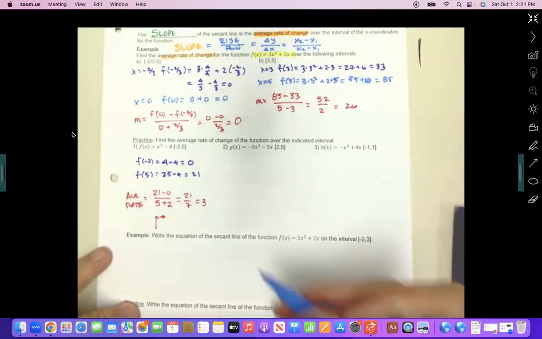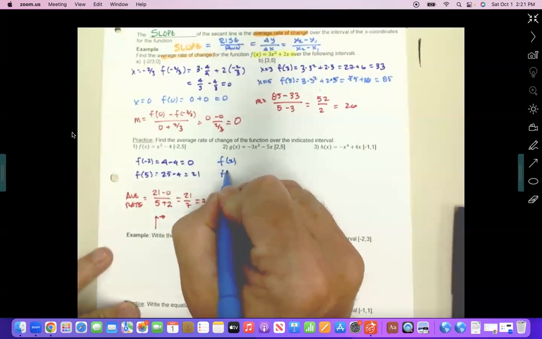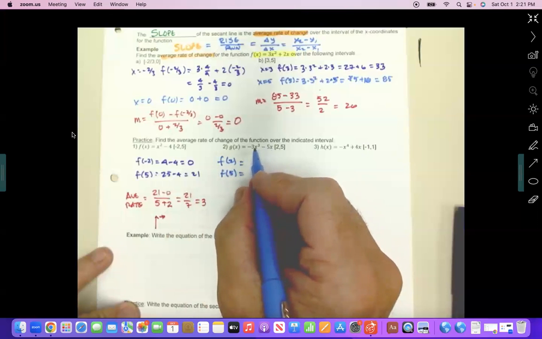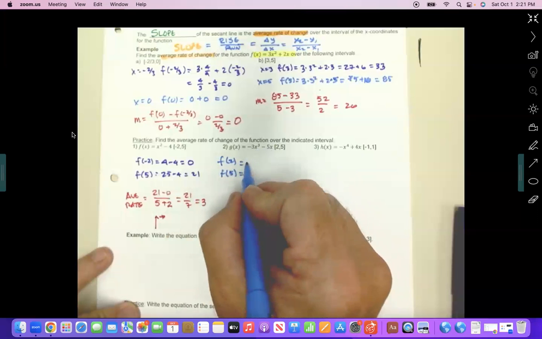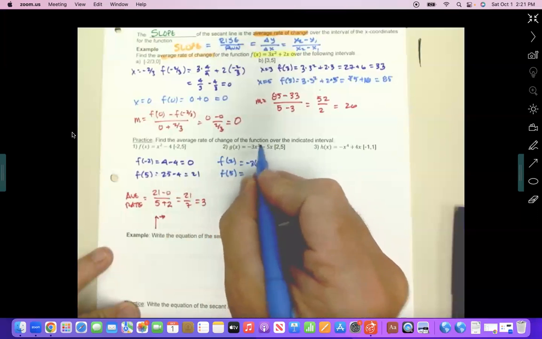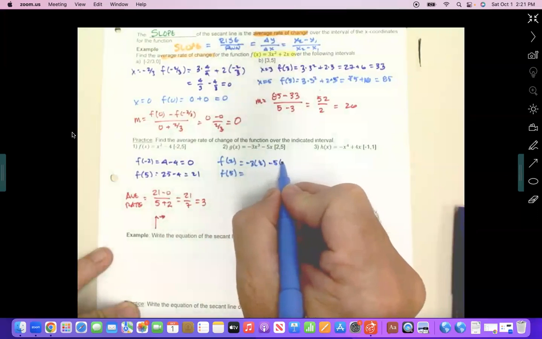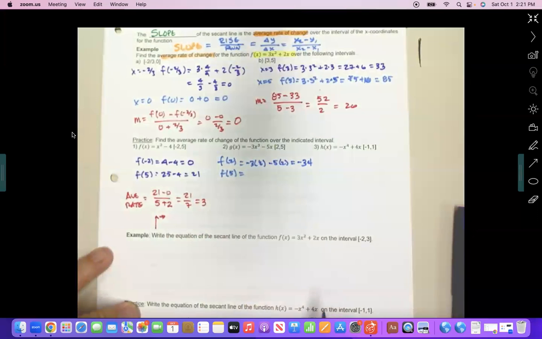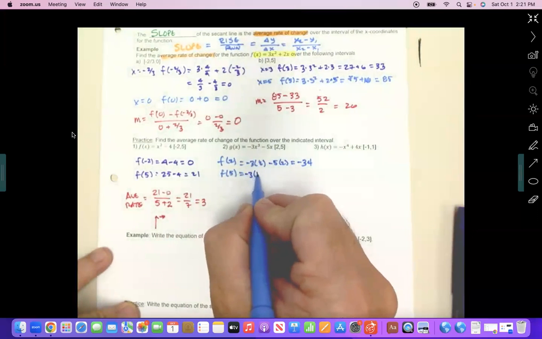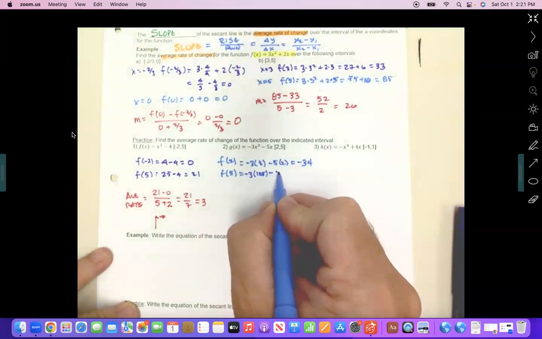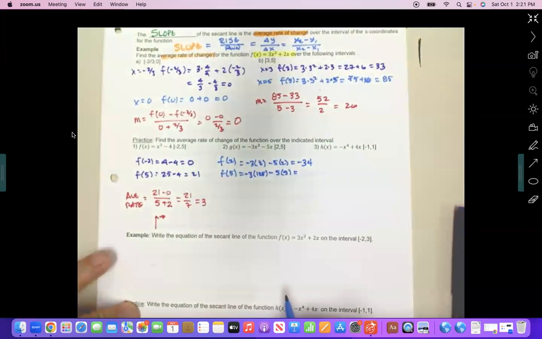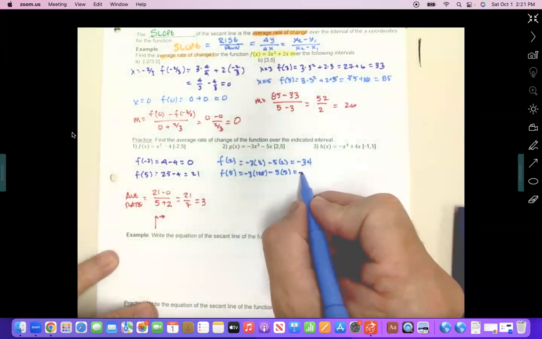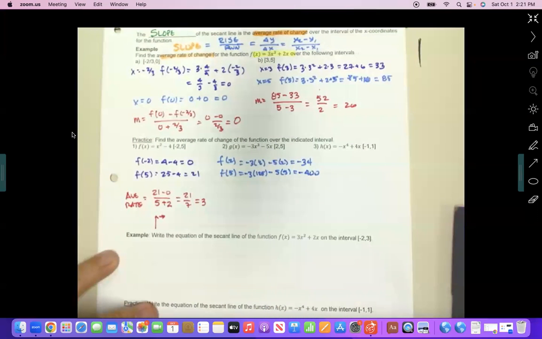Next one, we'll substitute in f of 2 and f of 5. f of 2 will give us negative 3 times 8, which is 2 cubed, minus 2 times 2. That should give us negative 34. Negative 3 times 125 minus 5 times 5 will be the values that we're going to evaluate when we substitute in x equals 5. The result will be negative 400.